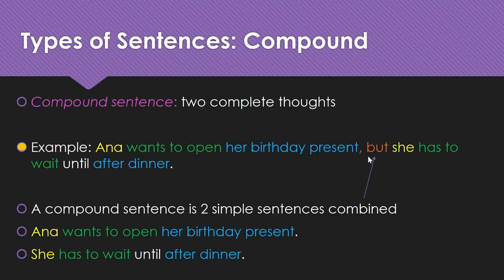But it's pretty much the same thing because both parts of the sentence before and after the coordinating conjunction have to be complete. In this case, they're both simple sentences. So Anna wants to open her birthday present.